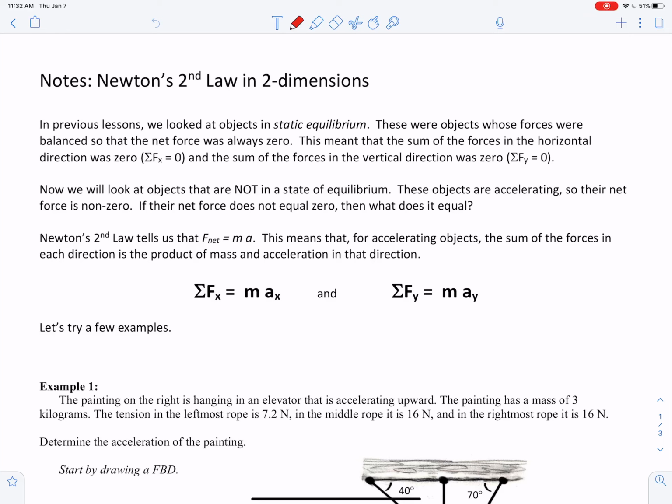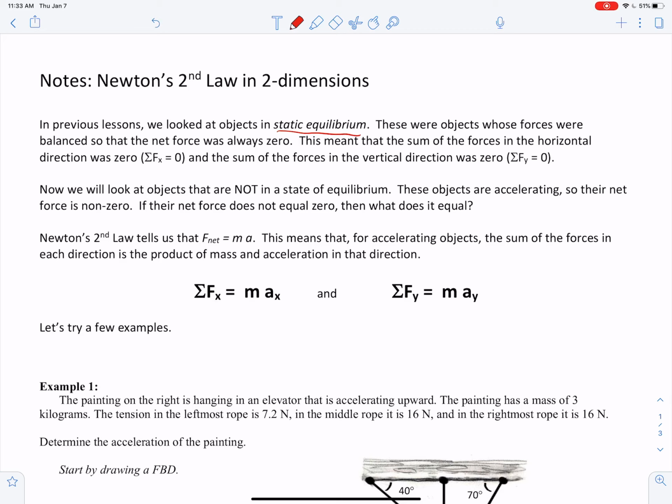Hey everybody, this is Mr. Woodward. In this video, we're going to look at some examples of objects that are experiencing forces at angles, but that are accelerating as a result of those forces. Let's jump in. In previous lessons, we looked at objects in static equilibrium.